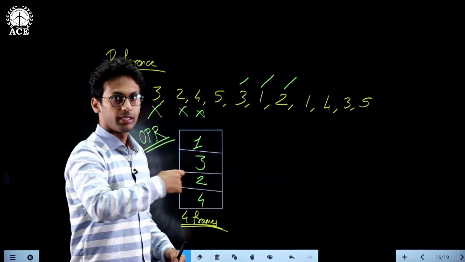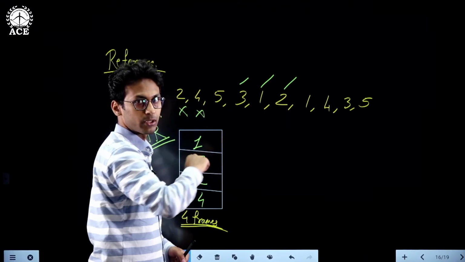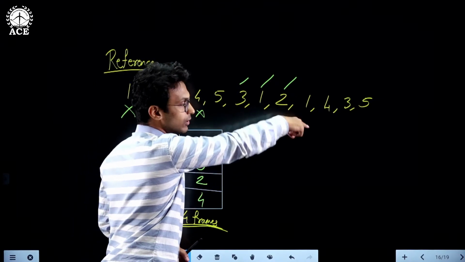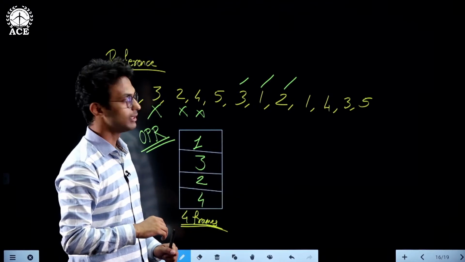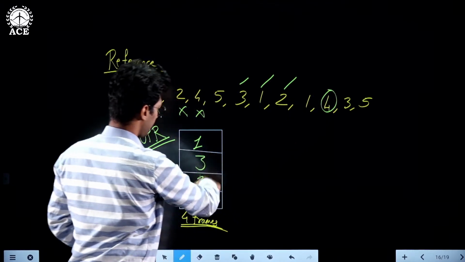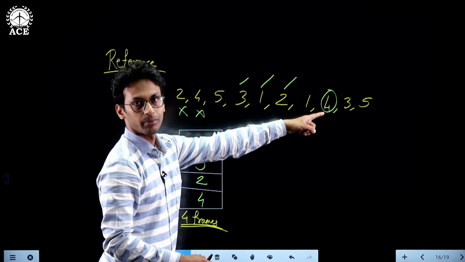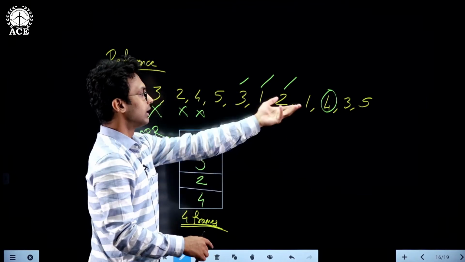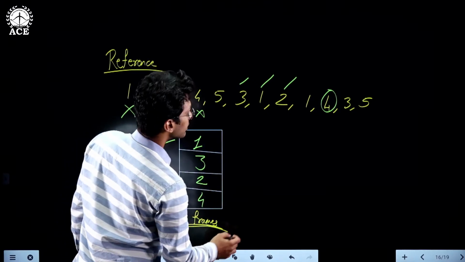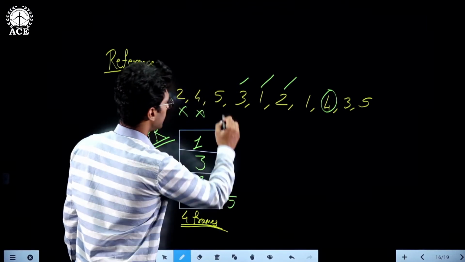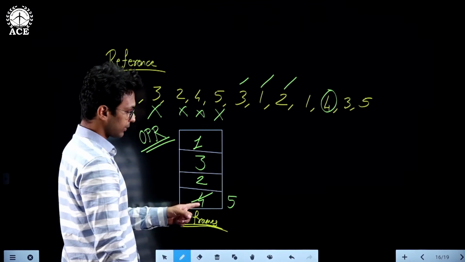Among all available, in the future, we are seeing that future, whichever page numbers will be referred by the CPU, we are looking at it. In the future, which one will be last used? Last referred, isn't it? 4 will be the last referred in the future among 1, 3, 2, 4. 3 will be immediately referred, 1, then 2. Okay, 4 will be last referred in the future. So replace that 4 with 5. This was miss. But which one to replace? You got it. Page 4 with page 5 replace.